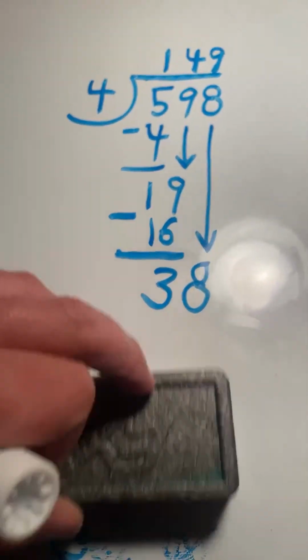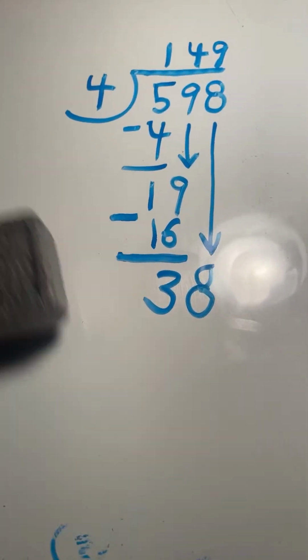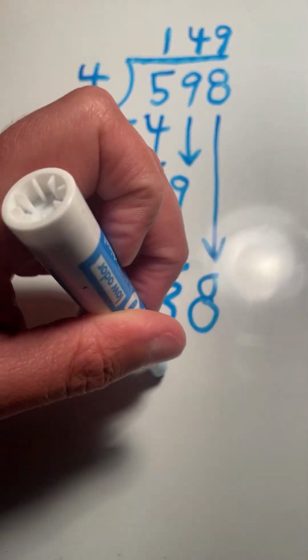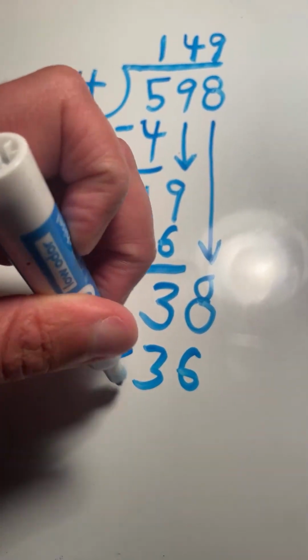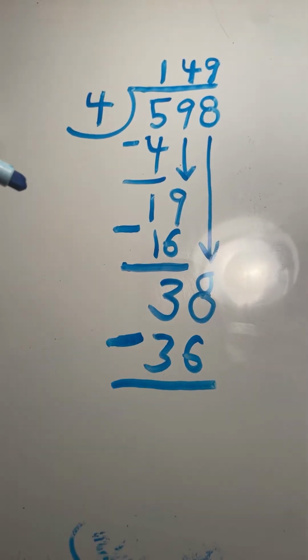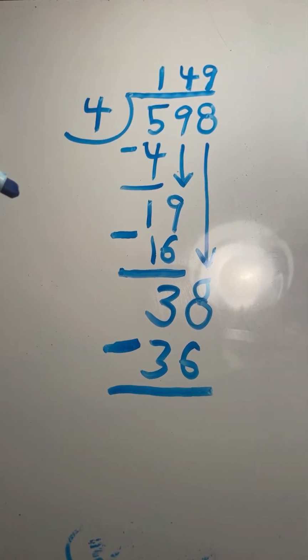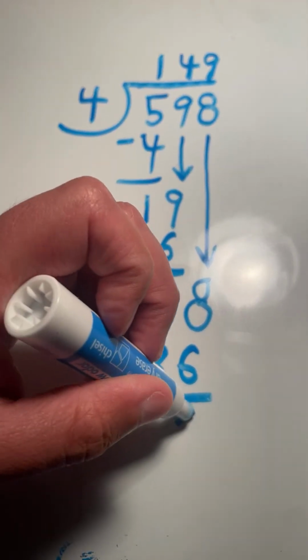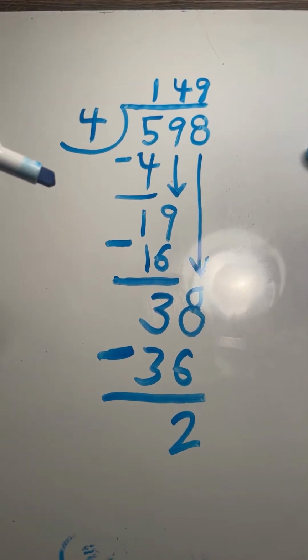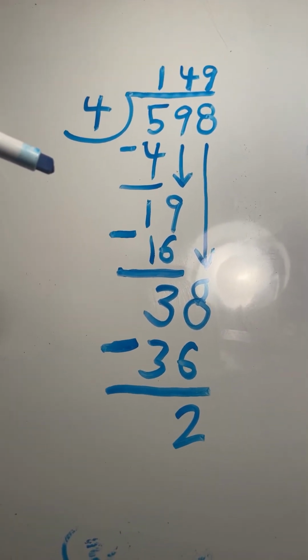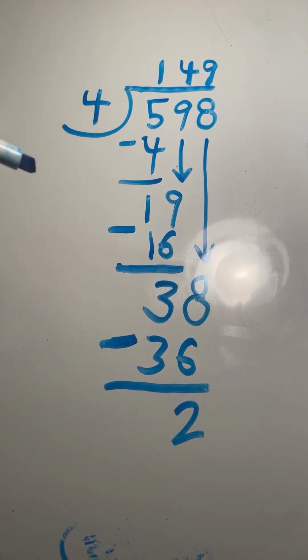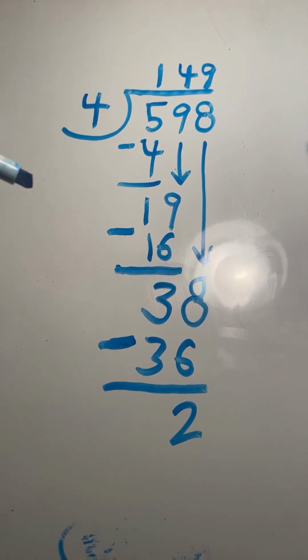So we're going to do 38 minus 36. 38 minus 36 equals 2. So we have our answer, 598 divided by 4 equals 149, with a remainder of 2.